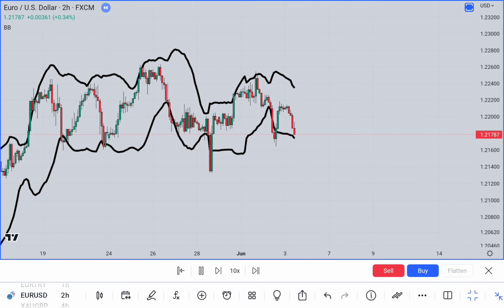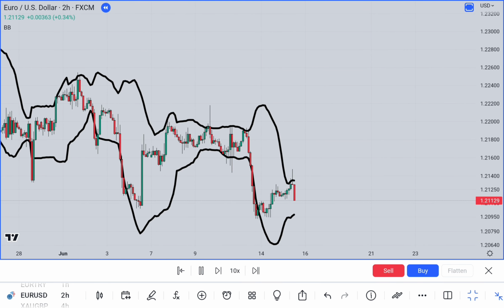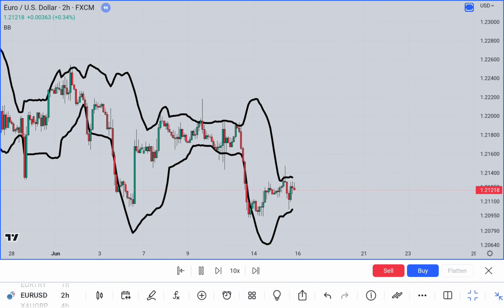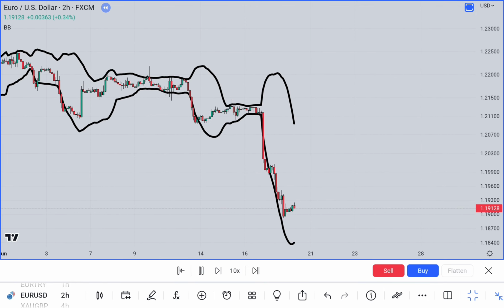The purpose of Bollinger Bands is to provide traders with a visual representation of volatility and to help them identify potential buy and sell signals. When the price is trading near the upper Bollinger Band, it is considered to be overbought, and traders may look for selling opportunities. Conversely, when the price is trading near the lower Bollinger Band, it is considered to be oversold, and traders may look for buying opportunities.